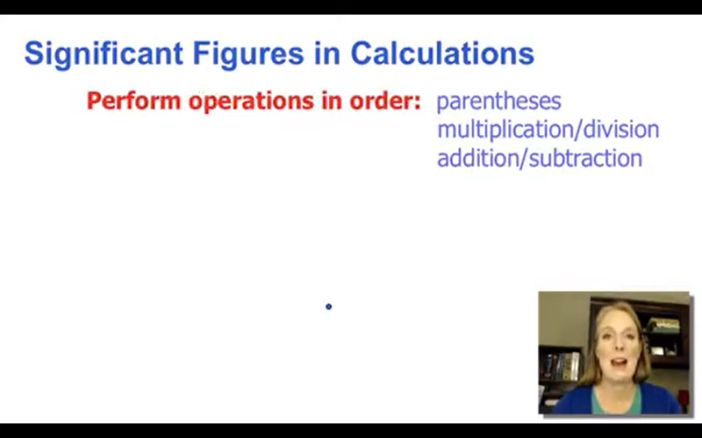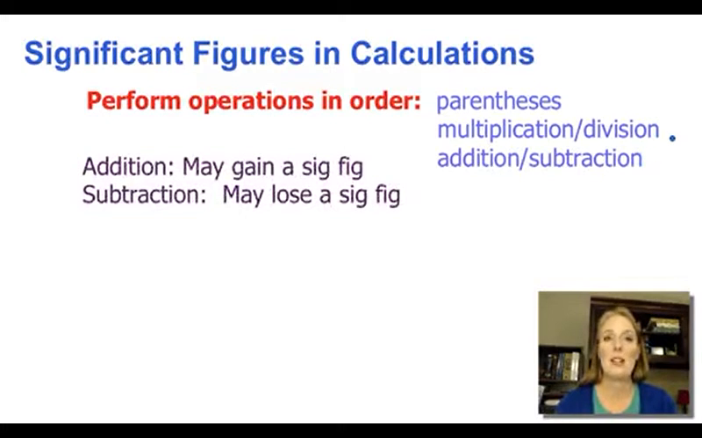Now remember, when you do math, you have to perform certain mathematical operations in the correct order. So you do the operation that's inside the parentheses first, then you do multiplications and divisions, and then you do additions and subtractions. You have to be careful here about what happens to the number of significant figures when you do each operation. I like to keep track of the significant figures by underlining the last digit that's significant in any intermediate answer that I have. Remember, in addition you might gain a significant figure, and in subtraction you might lose a significant figure. So let's do an example of that.